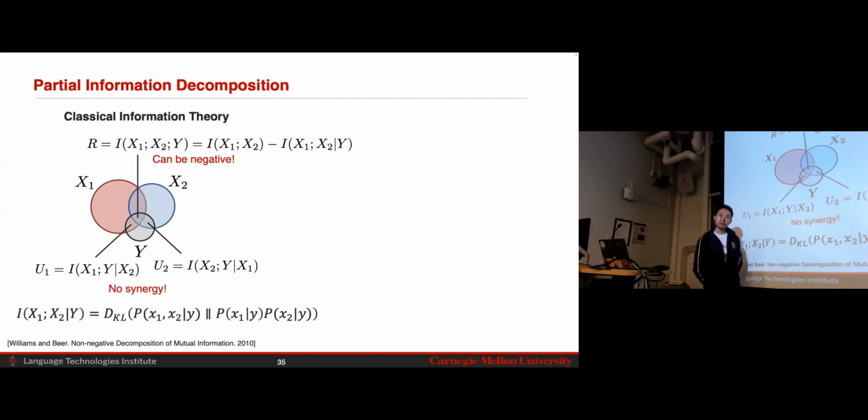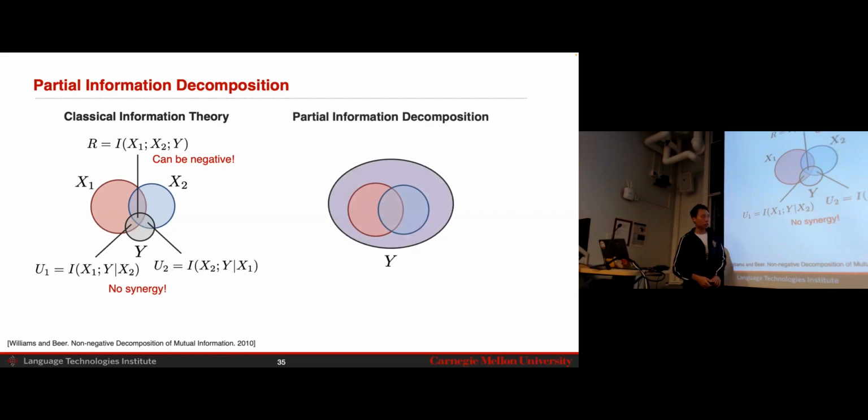And the second issue is that there's no synergy, right? By definition, you cannot use mutual information to describe information that is not already present in your variables. So how do you quantify synergy? How do you quantify that two modalities combine to give you information not present in either of the modalities to begin with?